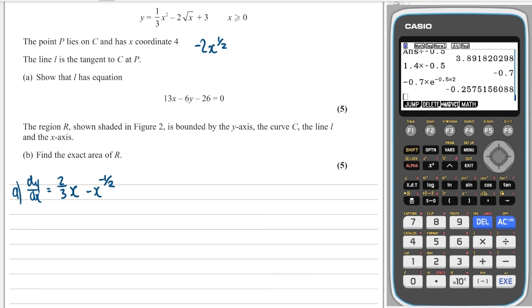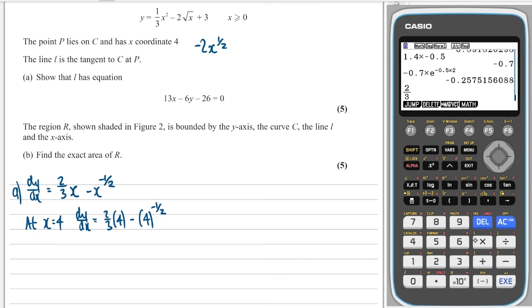Okay, so I'll then need to sub in the point at which we're inspecting, which the x-coordinate was 4. So this gives me that dy by dx at that point is 2/3 times 4 minus 4 to the power of minus a half. So just go to my calculator to do that. I'll write 2/3 multiplied by 4 minus 4 to the power of minus a half, and that gives me 13/6. Keep it as a fraction.